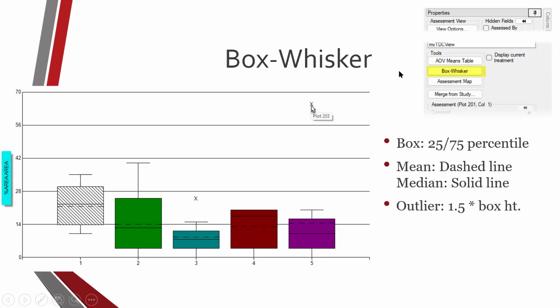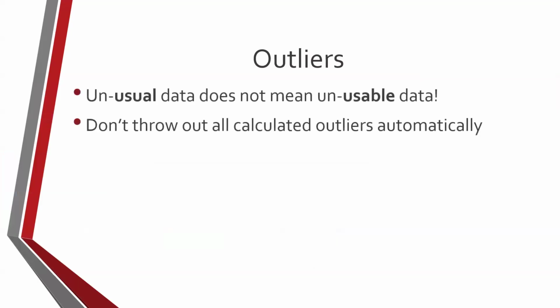And you can hover over that X to see the plot number itself to get an idea of what value that is so extreme. So digging into outliers a little more, the biggest thing to think about with outliers is that unusual data does not mean that it's unusable. So we shouldn't just blindly throw out any extreme value without any thought.